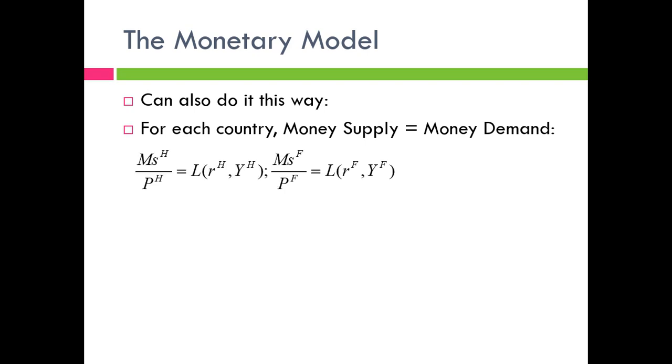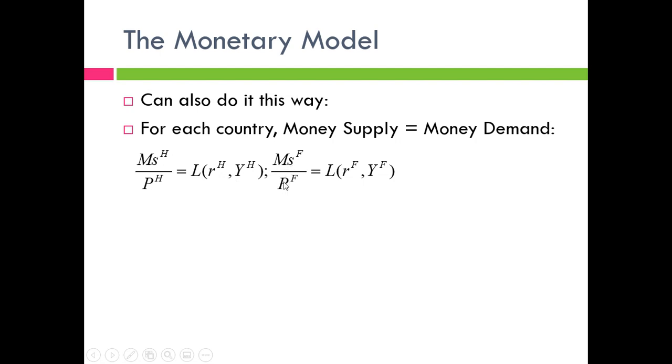Money supply equals money demand for each country, and so this is the real money supply divided by prices for the home country. It's equal to money demand. This is the liquidity function. Interest rates are a big driver of money demand. So here's real money supply, which is equal to real money demand, and those are driven by home interest rates and then home output. This is speculative demand, right? The higher the interest rate, the less money you hold. But the higher income you have, the more money you hold because you're going to buy more things, and that's transactions demand.